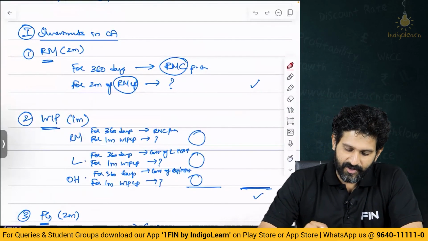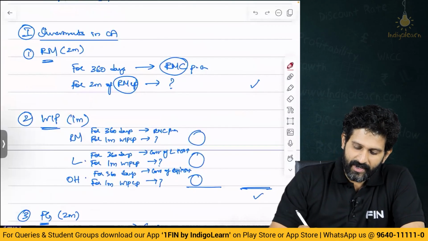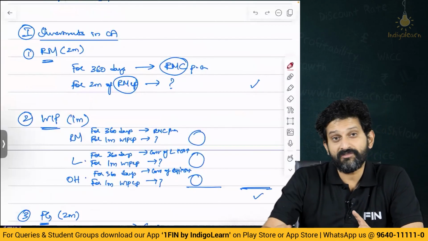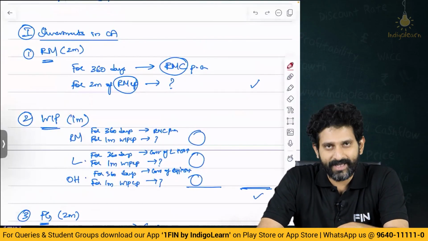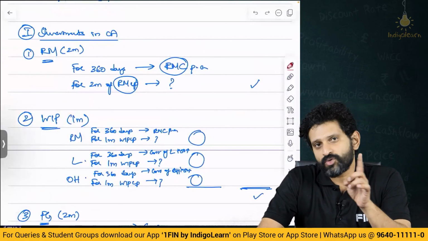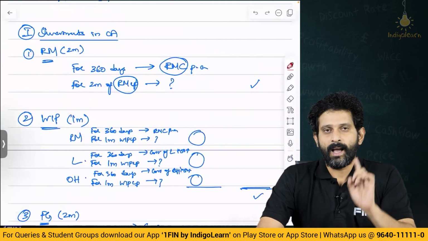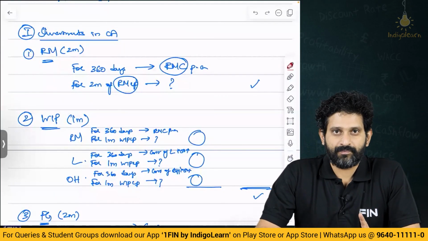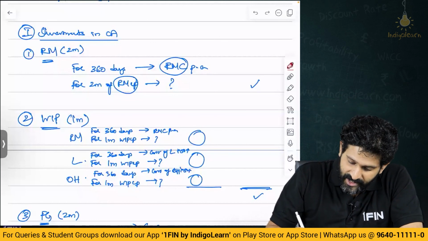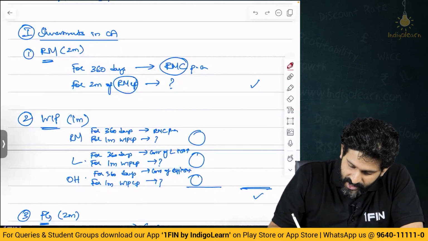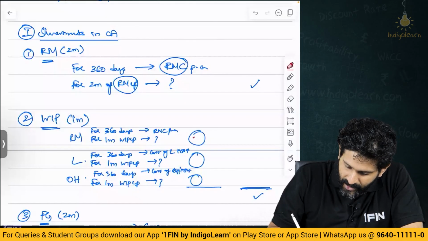Now, in investments, for 360 days, we said raw material consumed per annum. Now, if the company is a new company, this raw material consumed per annum is what is going to production? Absolutely yes. If it is a new company, the raw material, whatever is there in work in progress here, let us call it, say, X.